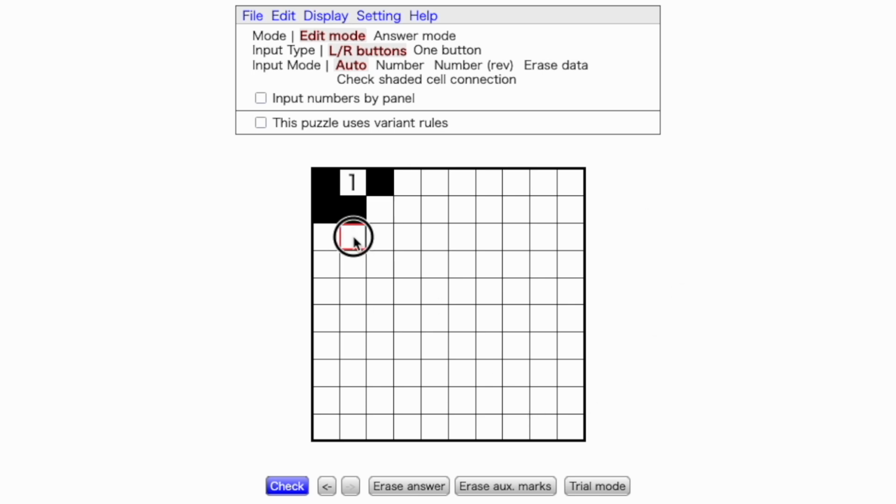If I went, say, over here, this gives much less information to the solver because there are two ways out from here. So I'm going to put a number here. I'm not sure what the number is yet, but I'm going to put a question mark there. I don't intend for this to be a question mark clue at the end. I'm just putting a placeholder there so I can go back to answer mode and say, what would happen next?